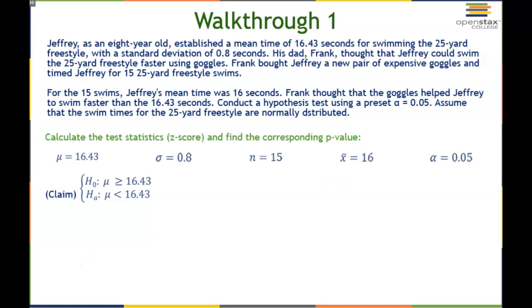For the next step, we're going to calculate our test statistic, our z-score, and then we're going to find the corresponding p-value. Because this is a z-test, our z equals x bar minus mu, all divided by the standard deviation divided by square root of n. Plugging in all of our values, we get 16 minus 16.43, all divided by 0.8 divided by the square root of 15. We get a z-score of negative 2.0817.